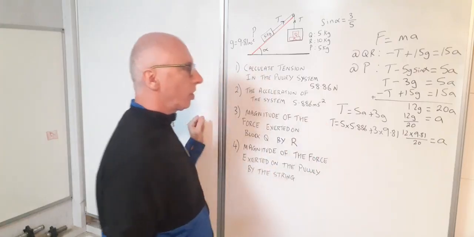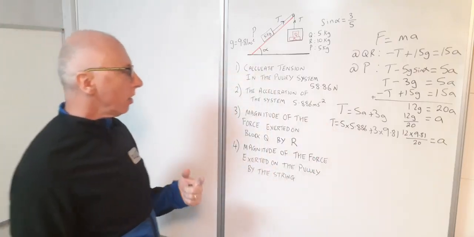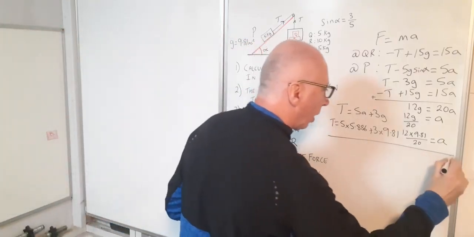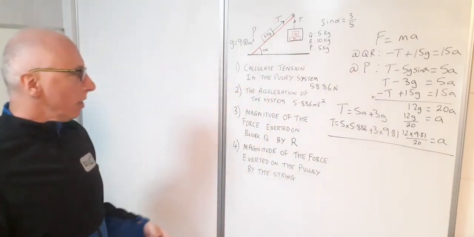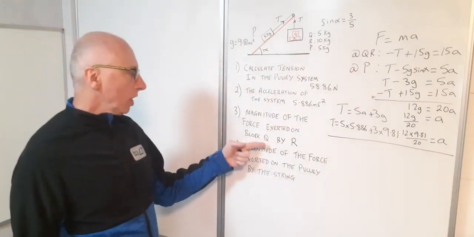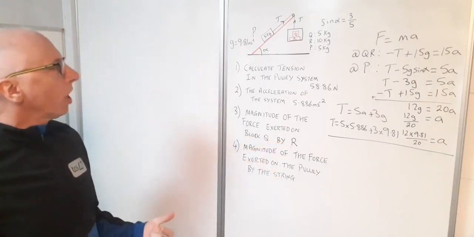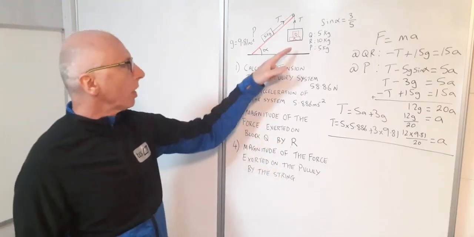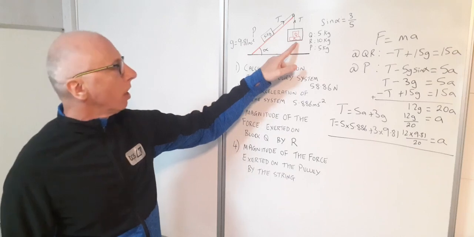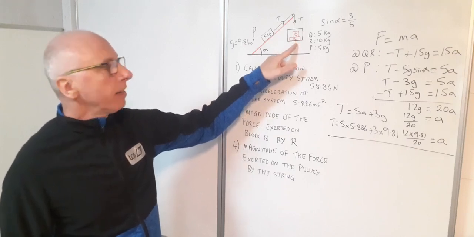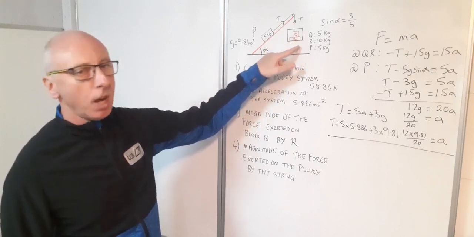So that's the tension in the strings. So that concludes that part of our question. So now we want the magnitude of the force exerted on Q by R. So what's going on there? The force exerted on Q by R. It seems a bit unlikely that anything's happening because R is below it.